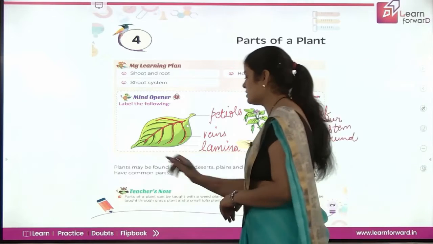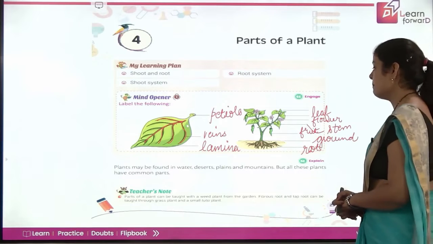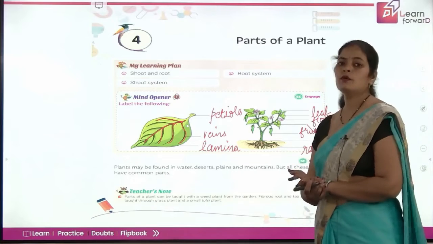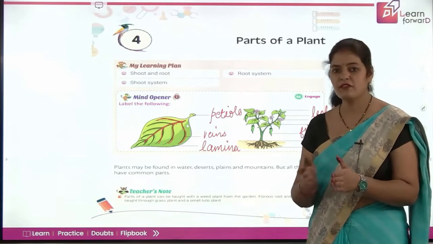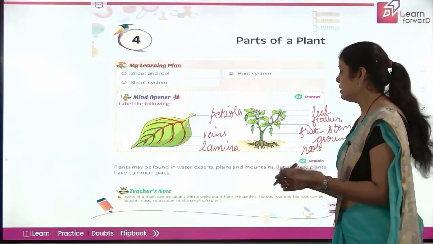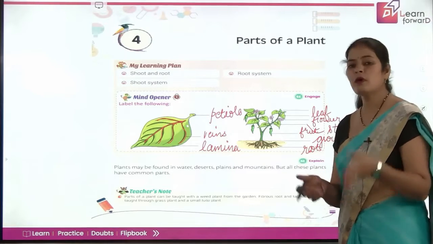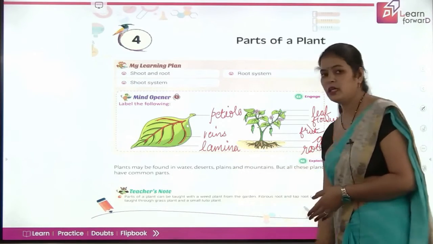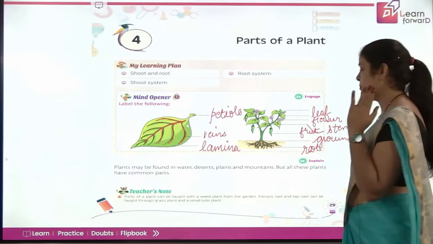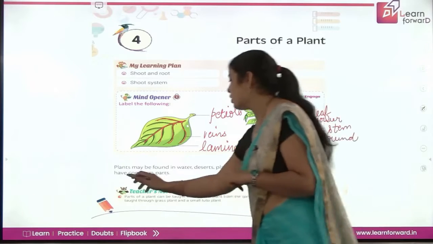Let's start now the chapter. Plants may be found in water, deserts, plains and mountains, but all these plants have common parts. Plants vary on the basis of their habitat, means their place of living. They may be found in water, deserts, on land, on mountains, in soil, in plain areas, in sand. There may be numerous places where plants are found, but all of them have common parts.